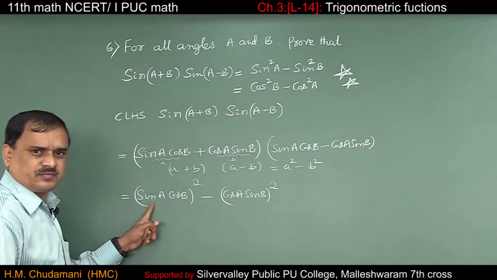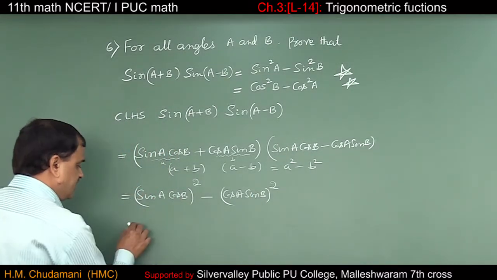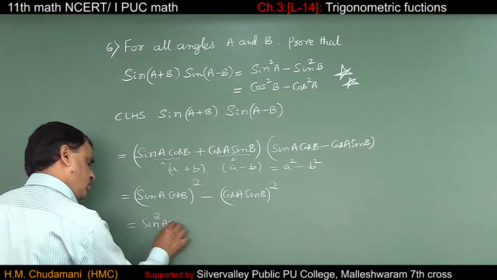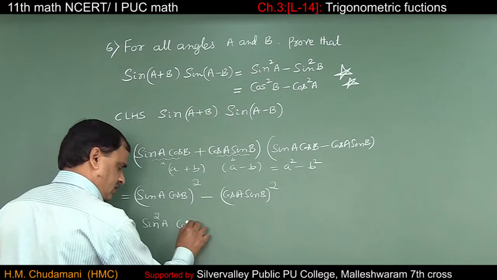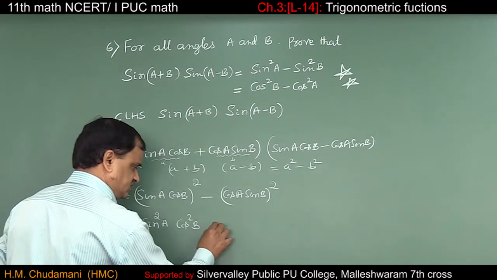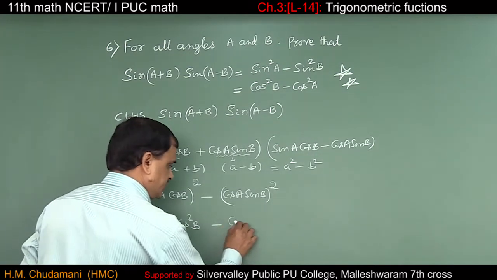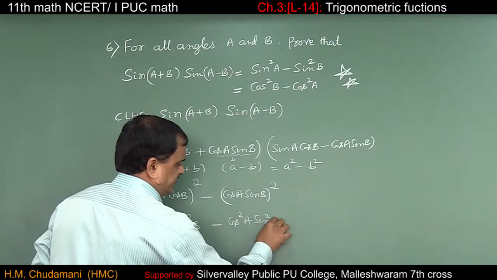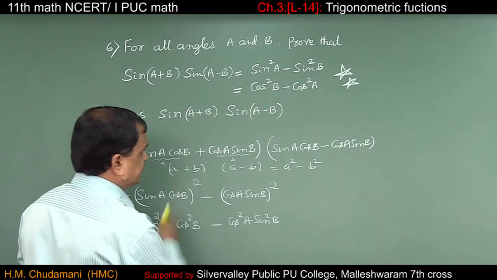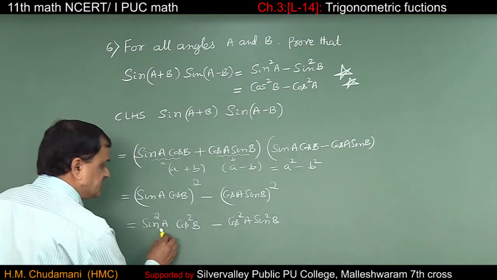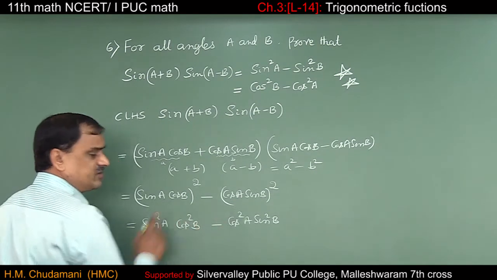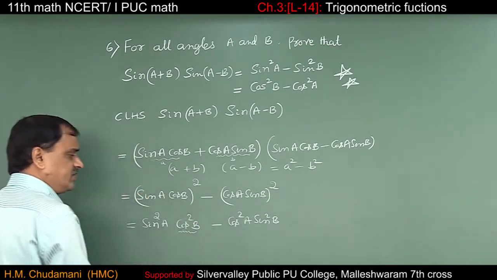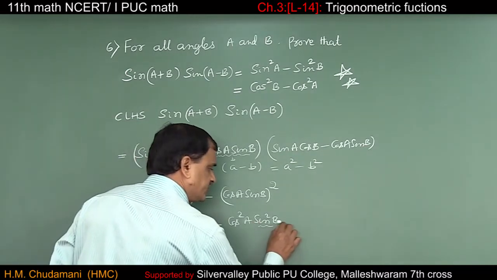This is of the form (AB)^m = A^m B^m. So we get (sin A)^2 (cos B)^2, that is sin²A cos²B, minus cos²A sin²B. Look at the first case. We want the answer in terms of sin²A minus sin²B. So we need to eliminate cos²B here, and sin²B.